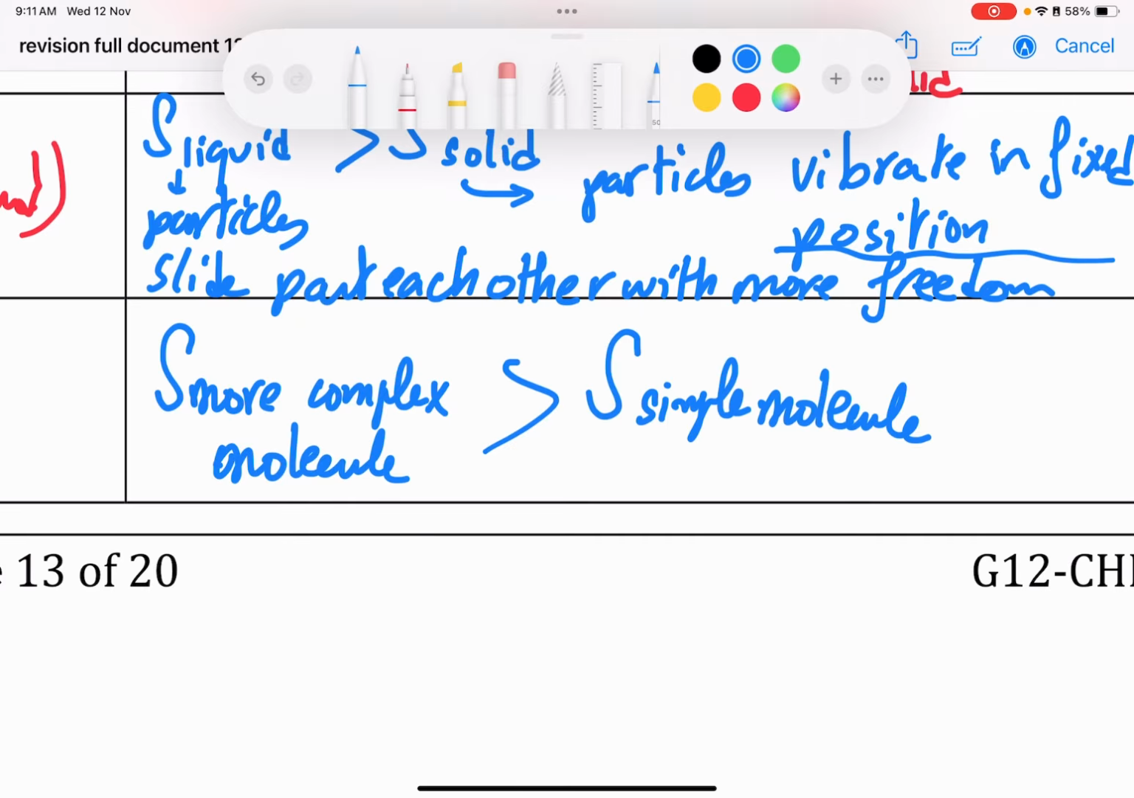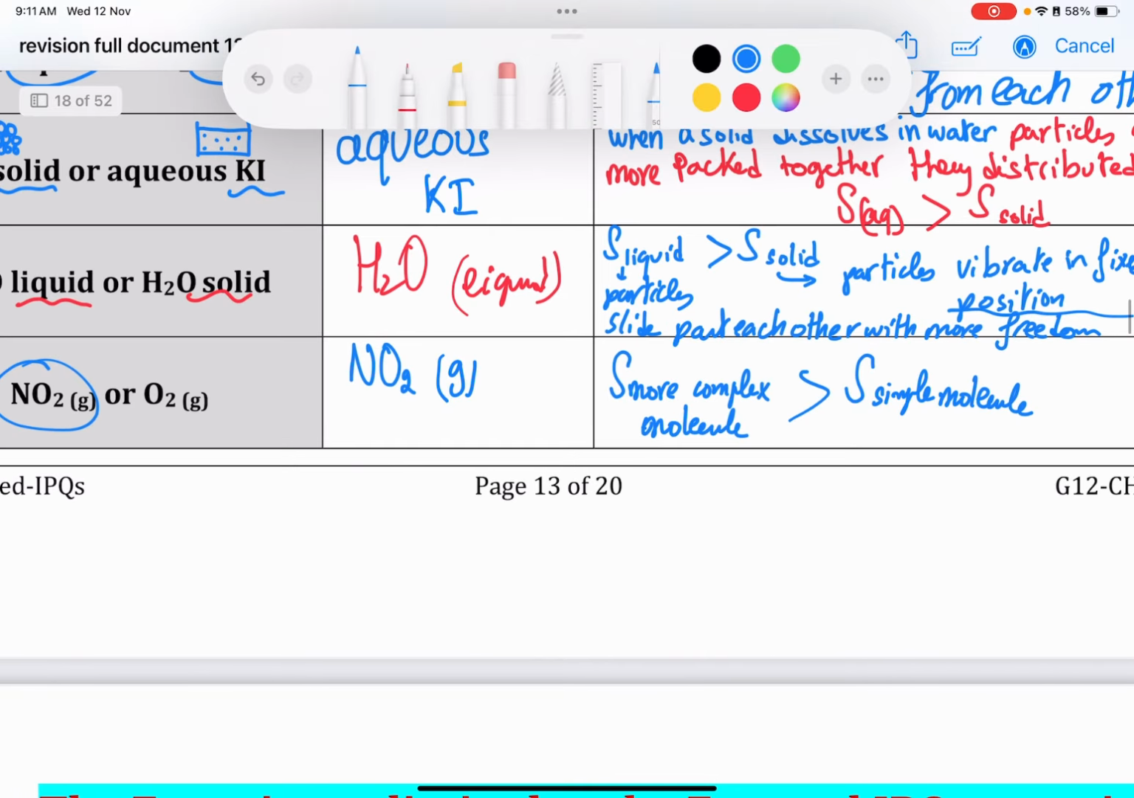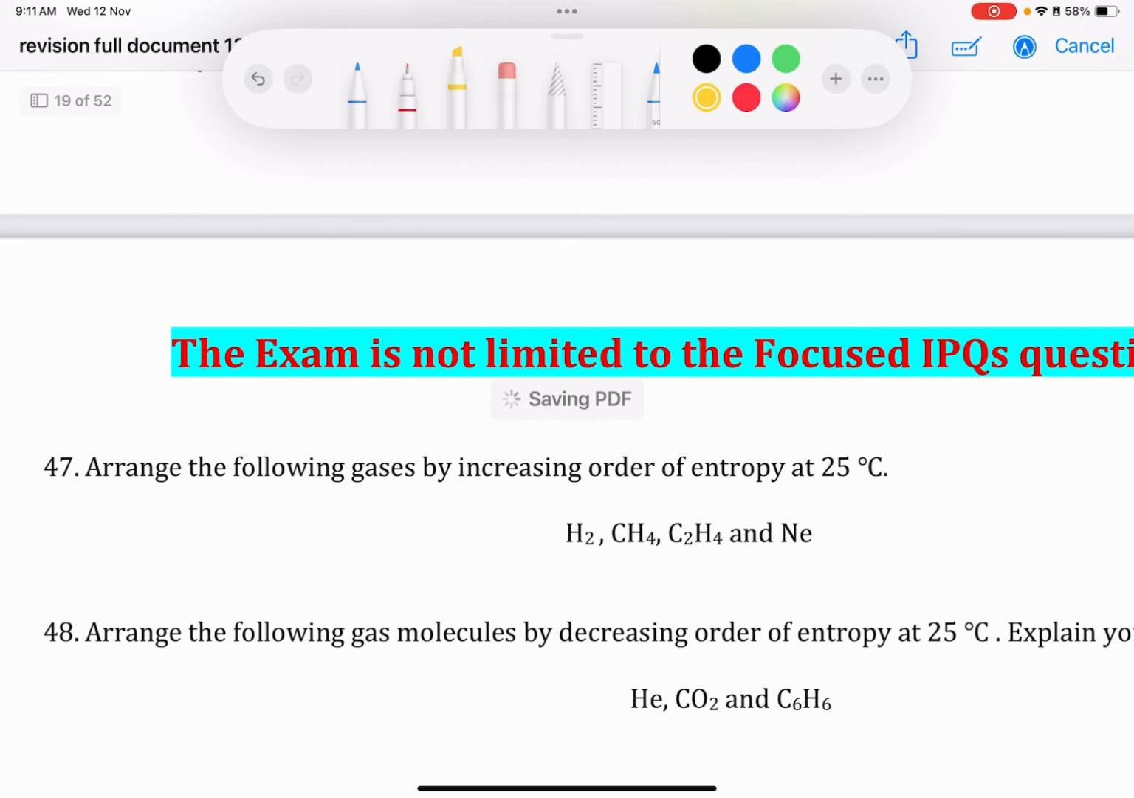So you can count the number of atoms in the molecule. You can rely on the mass of the atoms in the molecule. So when I have more atoms in the molecules, entropy increases. So entropy of a complex molecule, this is how we say it, is larger than the entropy of simpler ones. Now, let's look at another example.